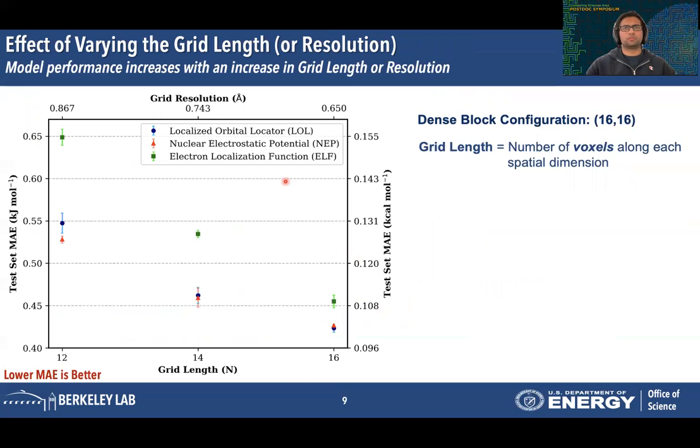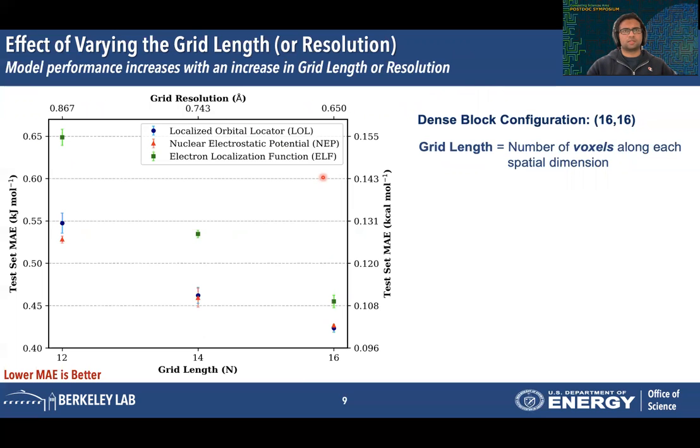The model performance usually depends on a number of model and data related hyperparameters. Therefore, in the next few slides, I will talk about the effect of varying some of the key hyperparameters in my model. The input tensor shape and size depend on the grid length or resolution, which also determines the quality of the topological information encoded in the grid.